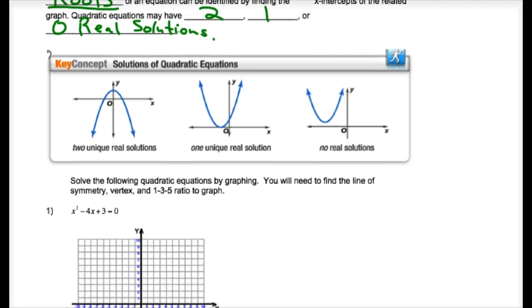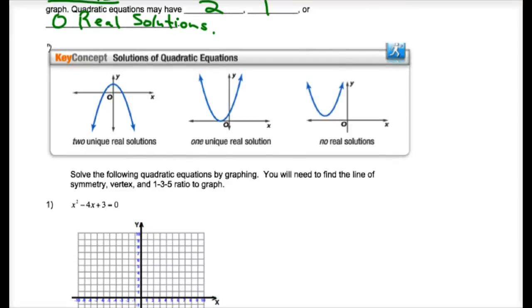Here's an example of which you basically already know. 2 real solutions, crosses the x-axis twice. 1 real solution, crosses the x-axis once, means the vertex is on the x-axis. No real solutions. It's above it and going up and never crosses the x-axis. There are 2 solutions there, they're just not real. And we're going to find them eventually.